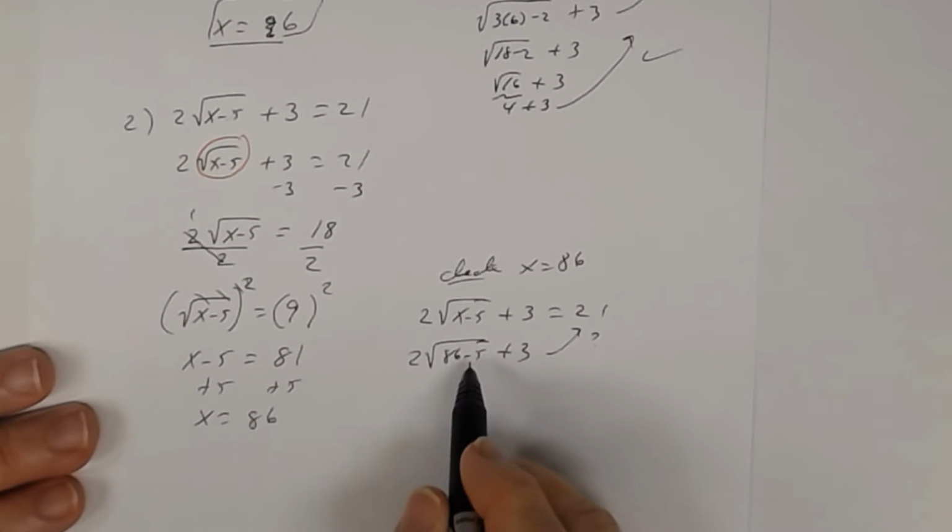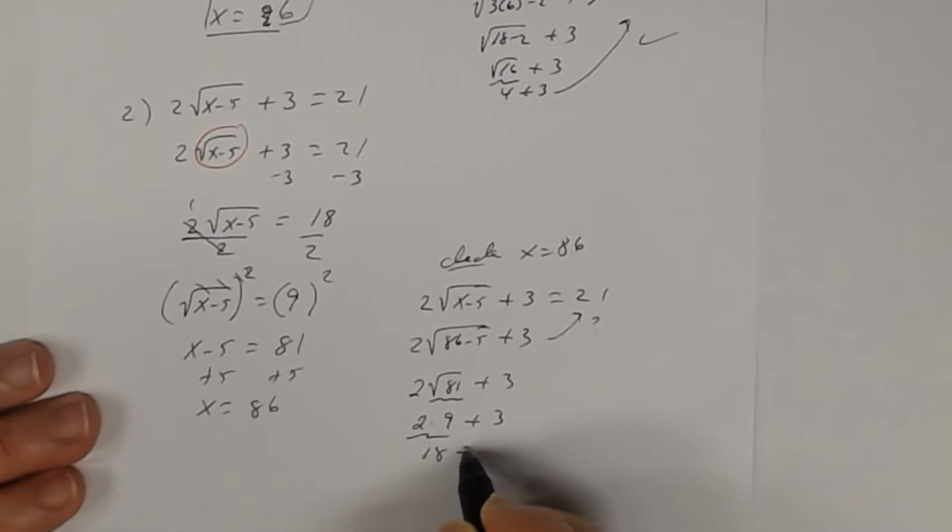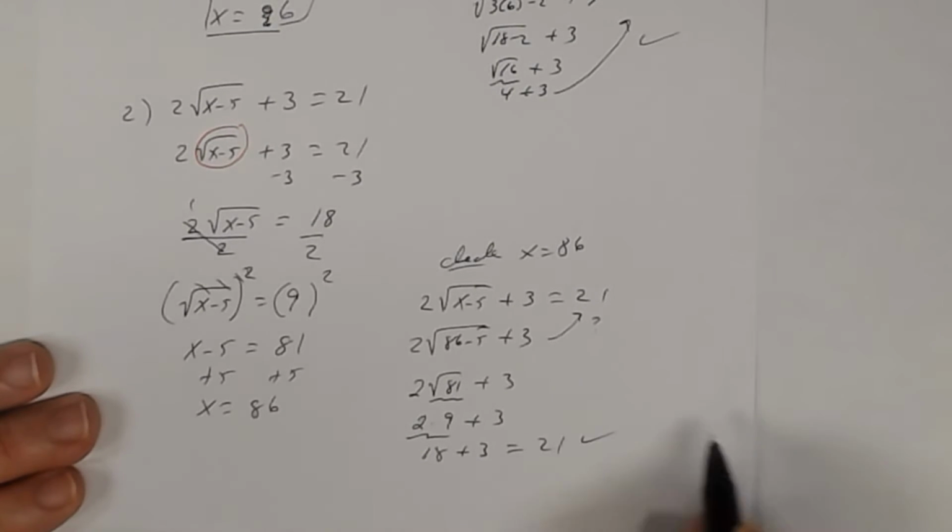Well, 86 minus 5 is 81, right? So I get 2 times the square root of 81 plus 3. Square root of 81 is 9. 2 times 9 plus 3. 2 times 9 is 18. 18 plus 3 is equal to 21.